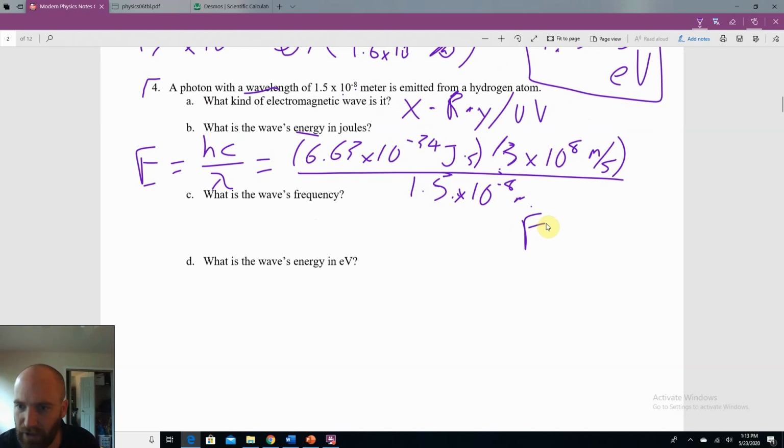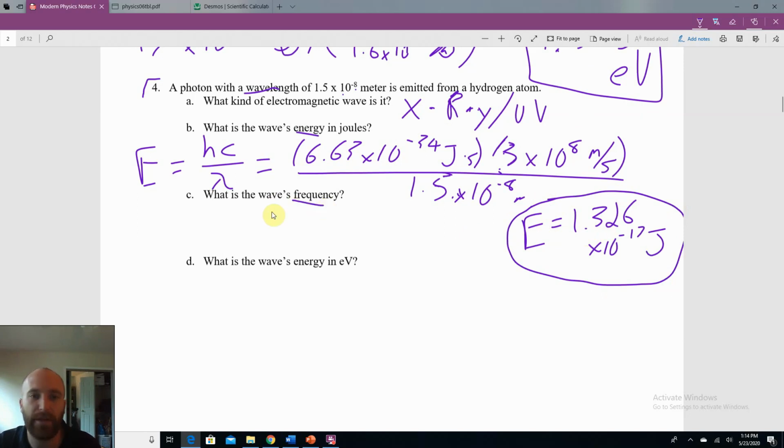And you get an energy of, remember, it's a photon, a single tiny, tiny, tiny particle of light. So we're not expecting a big number. And sure enough, I got 1.326 times 10 to the negative 17 joules. Times 10 to the negative 17 is a small number. So this makes sense. And we're good.